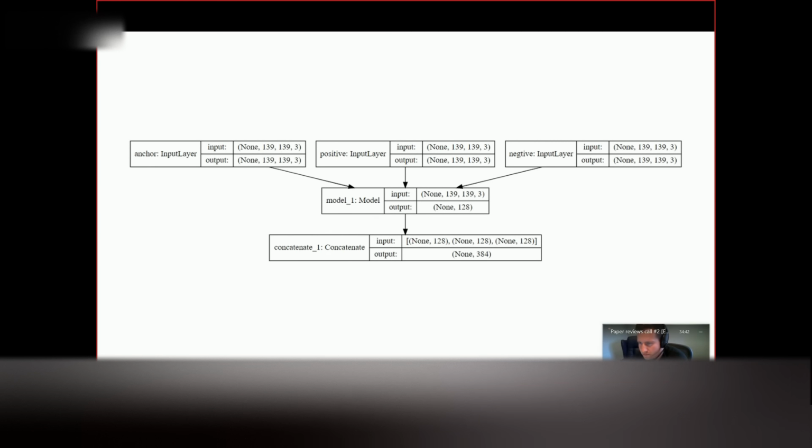So this is how it looks when it comes in. So 3 inputs into one model. This is the Siamese network, concatenate them, and then as an output, you now get all these 3 embeddings in one array, and that's then sent into the loss.